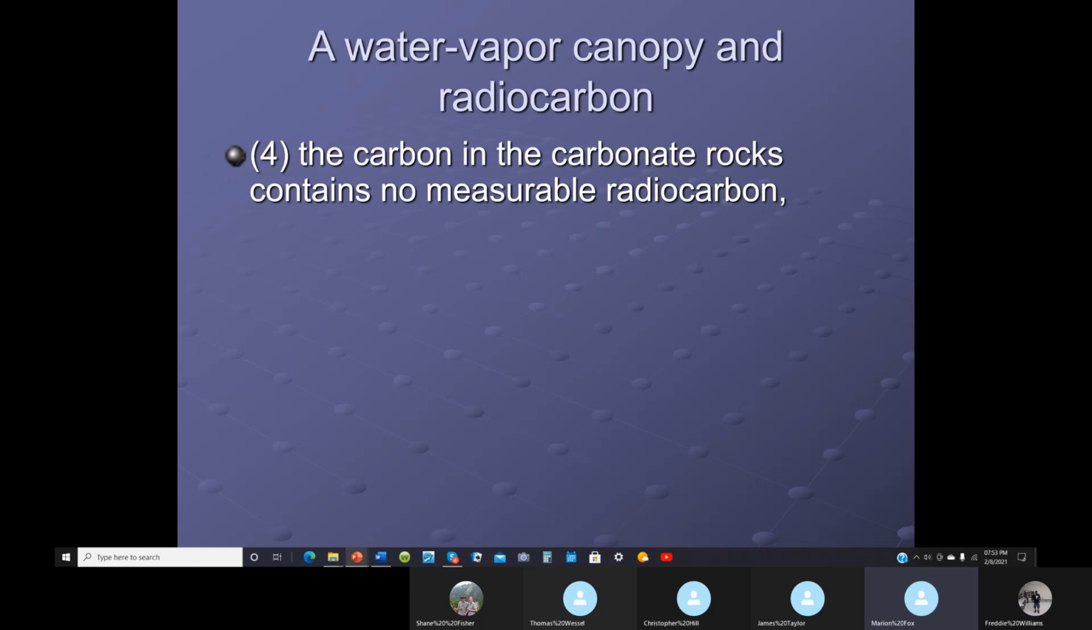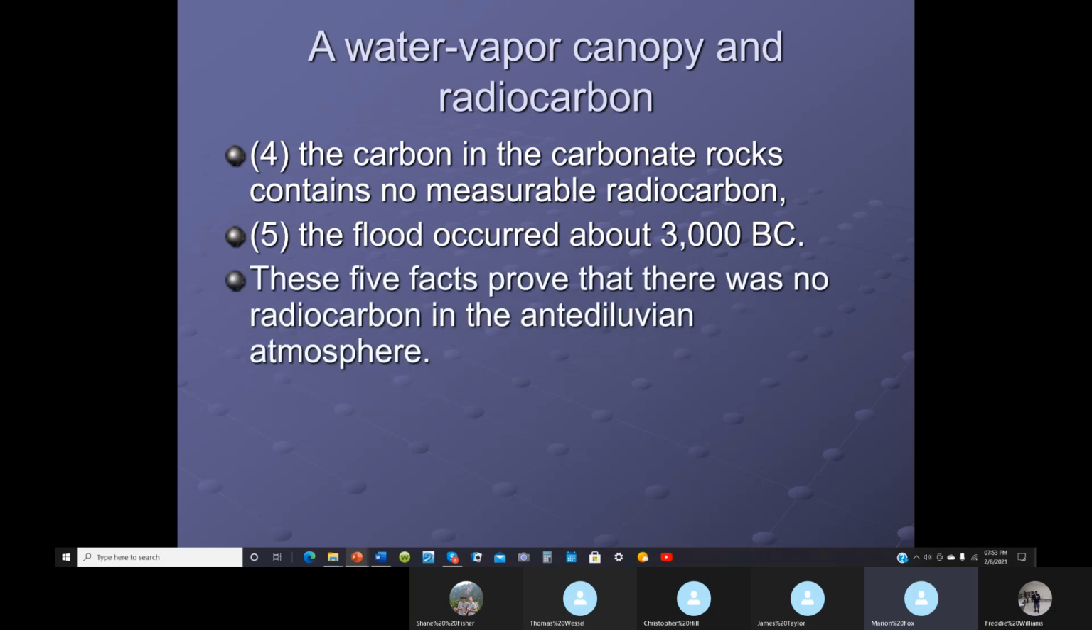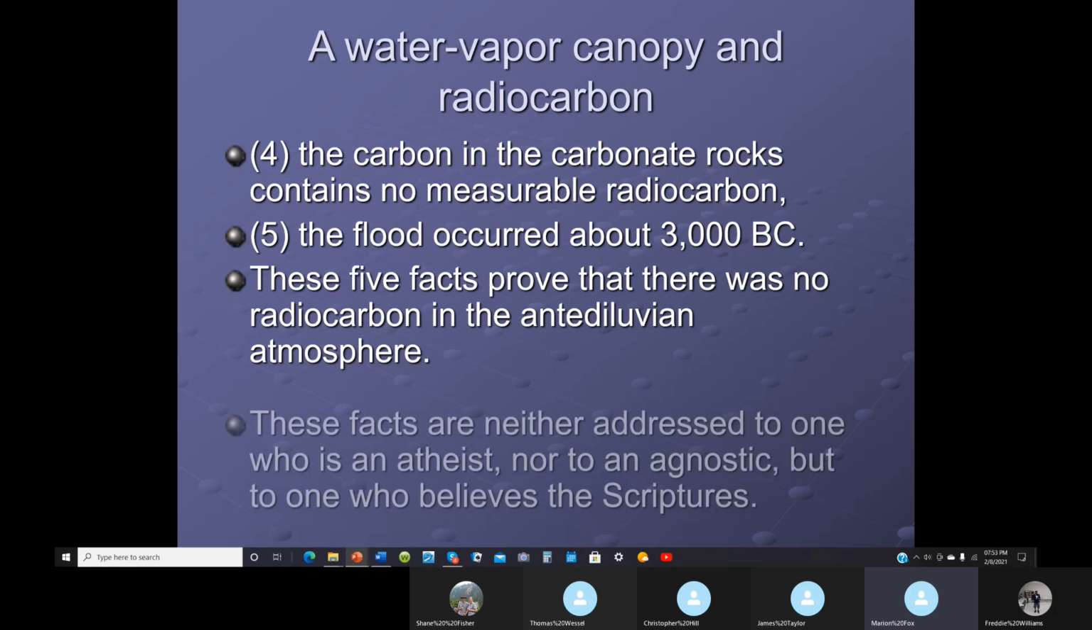Again, if there wasn't any before the flood, it was all deposited during the flood, there wouldn't be any in it. So that would explain that. The flood occurred around 3000 BC. We're going to get to that later, okay? These 5 facts prove that there was no radiocarbon in the antediluvian atmosphere. So I would argue, because we don't have any in the carbonate rocks and they were deposited during the flood, then there wouldn't be any in them. There wasn't any in the atmosphere. So our water vapor canopy would explain why this would be the case, okay?